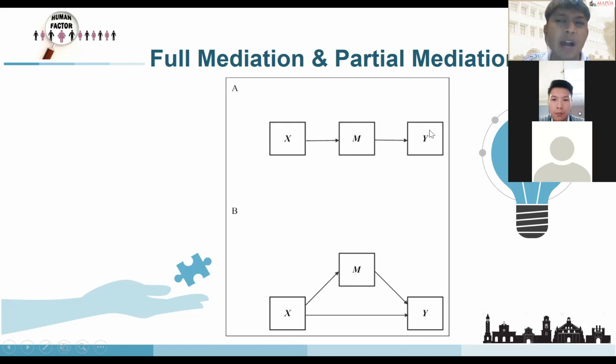X and Y, no connection. But X and M has a connection. M and Y, there is a connection. So perhaps X and Y can be connected. Yes, can be. Okay, you got it? Up to here, this is the full mediation.